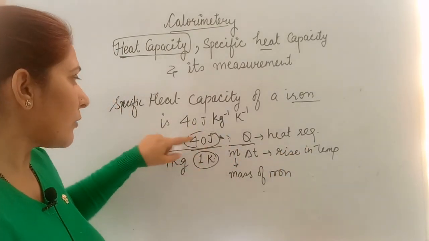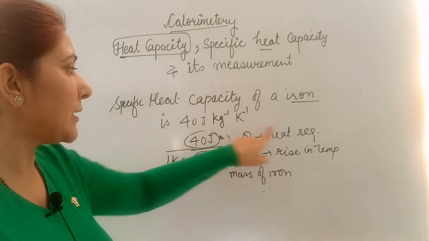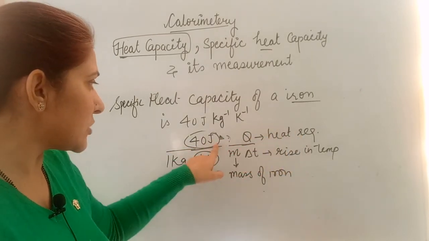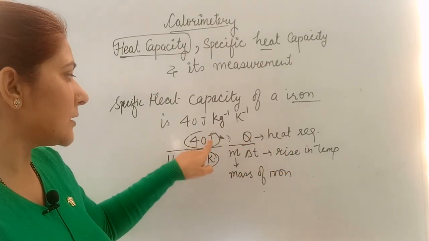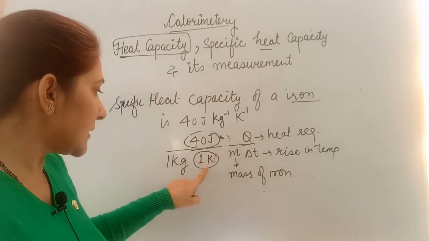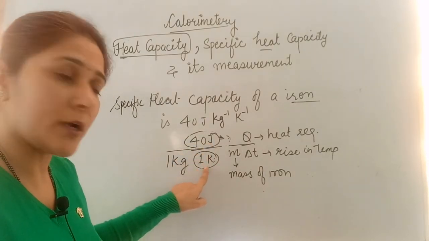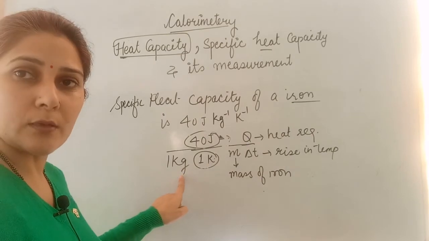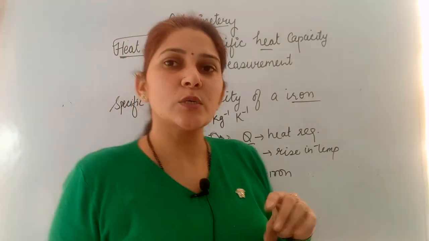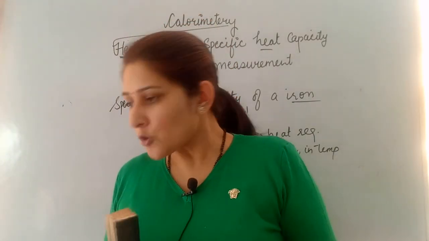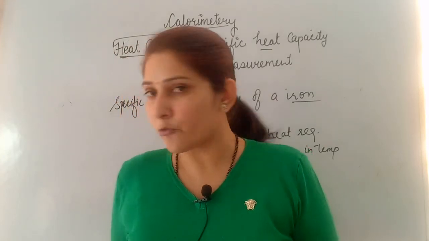Now what is given to you here? 40 joules of heat energy is required. This is heat energy. So 40 joules of heat energy is required for what? To raise the temperature by 1 Kelvin of what? Of 1 kg of iron. So these are the simple questions which can be asked in your exam. So please do practice for these kinds of questions.